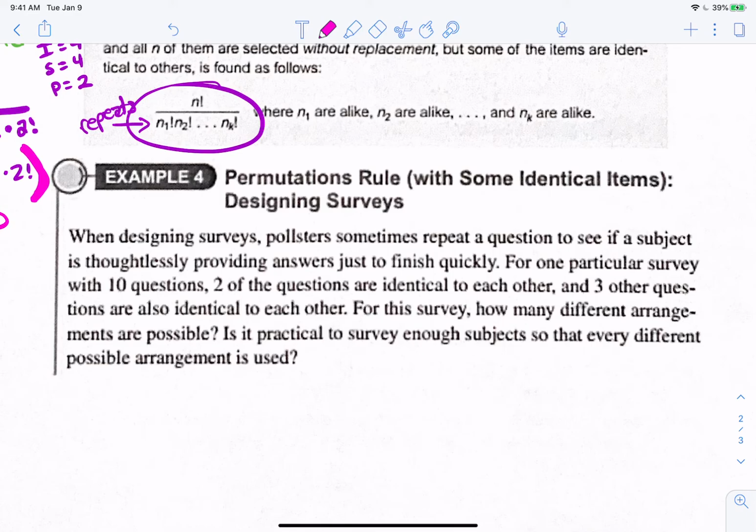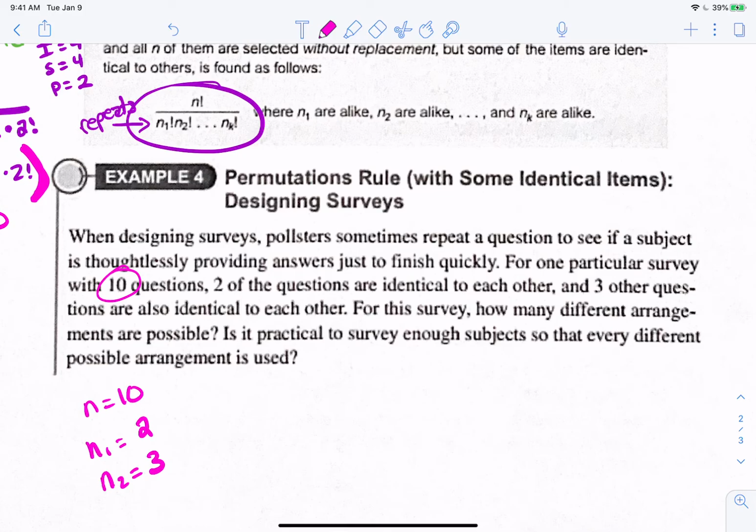For one particular survey with 10 questions, so n equals 10, 2 of the questions are identical to each other, and 3 other questions are identical to each other. So we call that n1 and n2. There's 1 question that's repeated twice, and 1 question that's repeated 3 times. Do you see how that works? Yeah. So I have 2 repeats, and I have 3 repeating the same one.